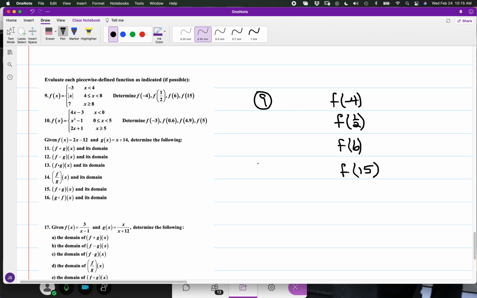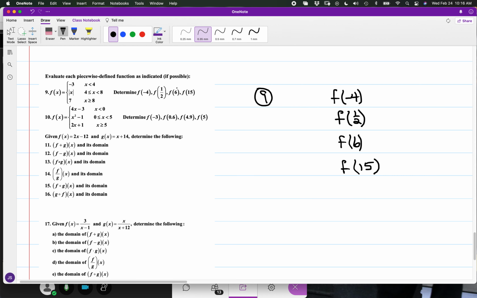All right, so in terms of which of these items to use, we have f of x is equal to negative 3 if x is less than 4. f of x is equal to the absolute value of x if 4 is less than or equal to x is less than 8. Then I have f of x is equal to 7 on the condition that x is greater than or equal to 8.